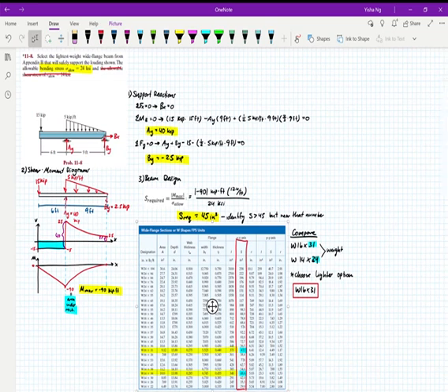And for our purposes, we only care about bending stress. You're going to learn about shear stress in this context in 322, which is the next class. So for this problem, we're just going to focus on bending stress. So the problem wants us to select the lightest weight wide flange beam from Appendix B that will safely support the loading shown. The allowable bending stress, sigma allow, is 24 KSI.